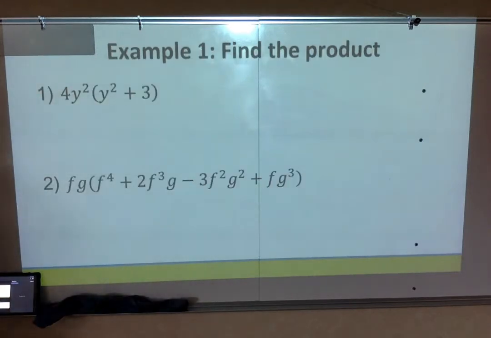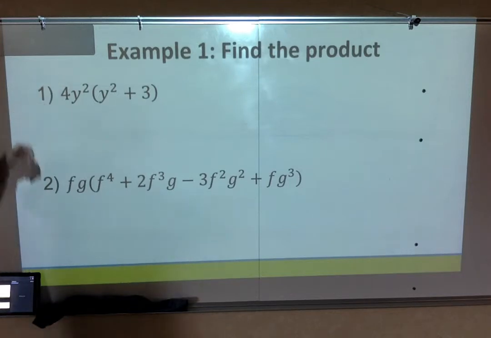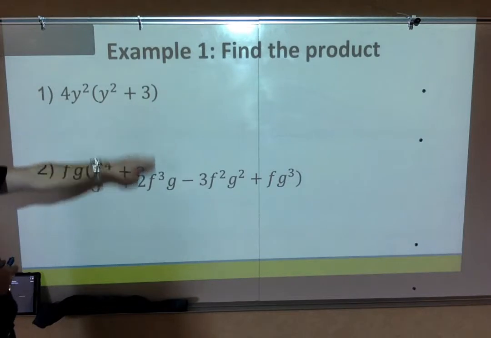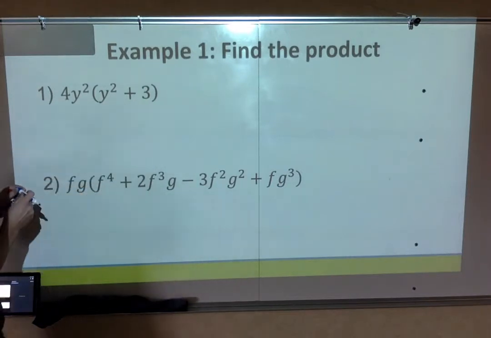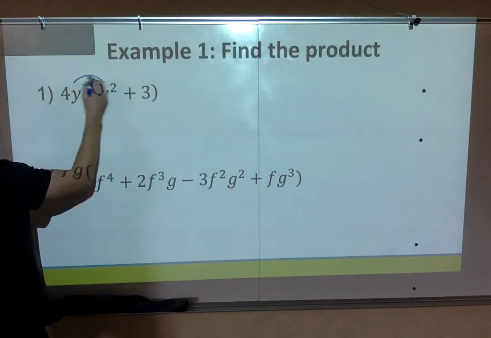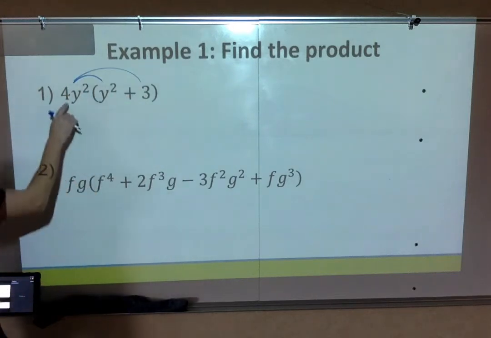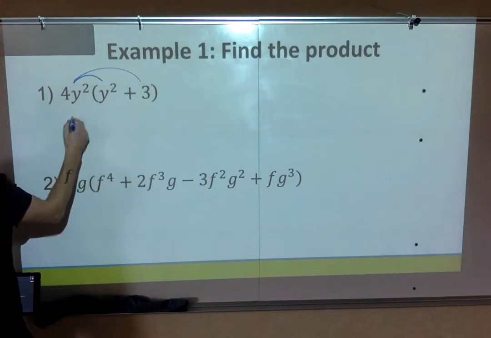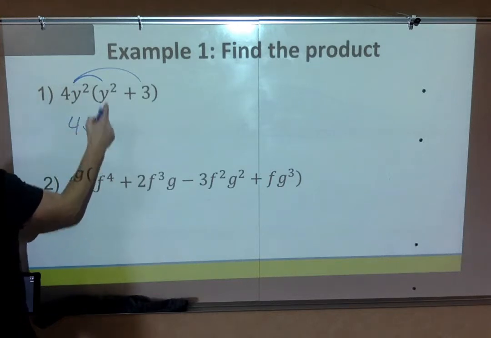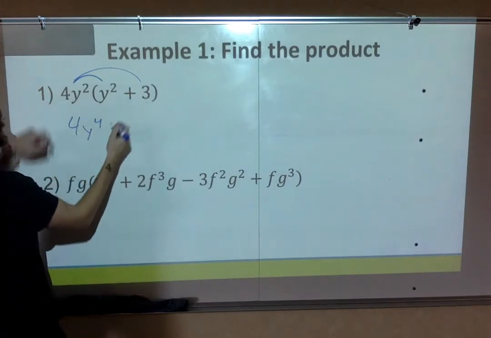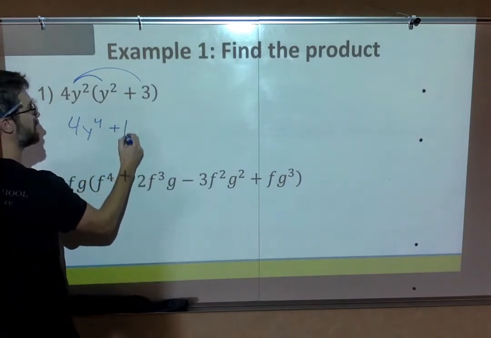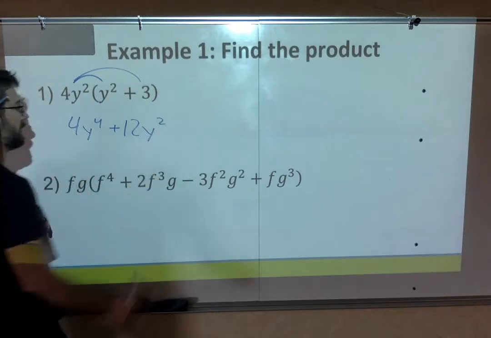All right, so finding the product here. This is sort of the simple one where we're just going to distribute, right? I've got a monomial on the outside. I've got, in this case, a binomial. In this case, a 4-term polynomial. So what I'm going to do, I'm just going to bloop, bloop that in. And 4y squared times y squared is 4y to the 4th. I'm adding the exponents when I multiply. 4y squared times 3 is going to be 12y squared.